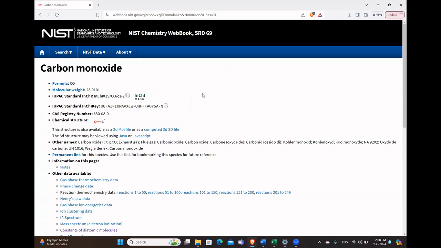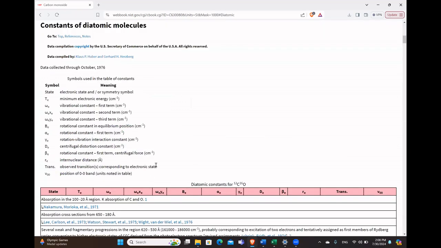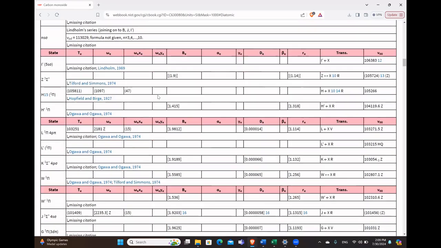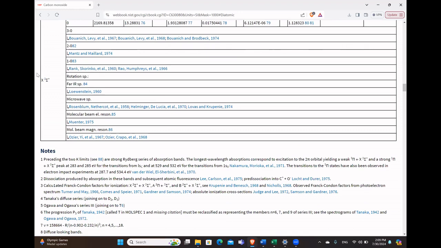Again, you can do any diatomic molecule that you like. And then what we're going to do is there's a whole bunch of data you could find for this molecule. We're going to go to constants of diatomic molecules, and we'll bring this up, and it tells us what all of these various constants mean. What we want is the ground state. So we want to go down to the bottom of the table to find the ground state of the molecule, and ground states are labeled with a capital X. So we're just going to scroll all the way down until we get to the bottom of the table.